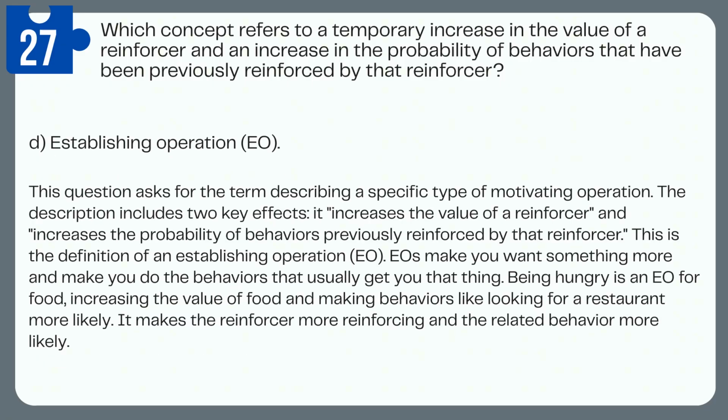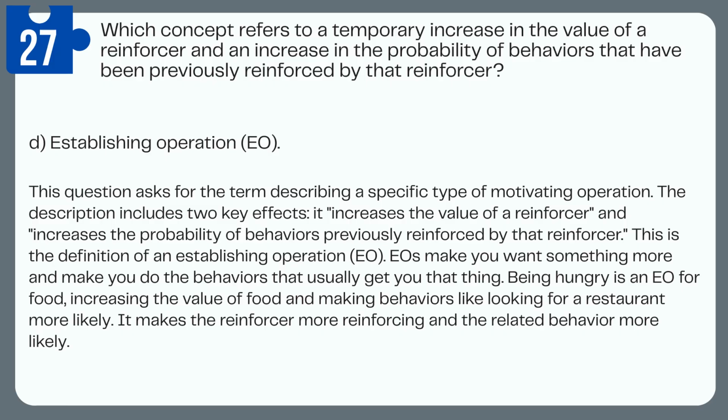Answer D. Establishing operation, EO. This question asks for the term describing a specific type of motivating operation. The description includes two key effects. It increases the value of a reinforcer and increases the probability of behaviors previously reinforced by that reinforcer. This is the definition of an establishing operation, EO.